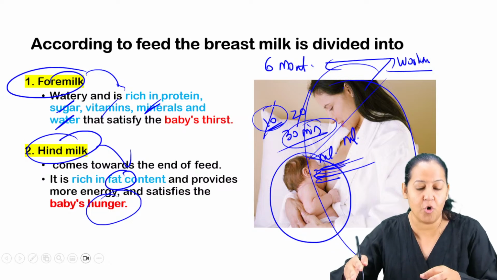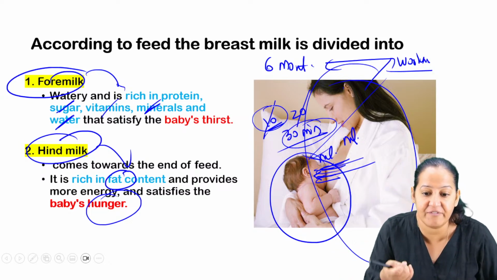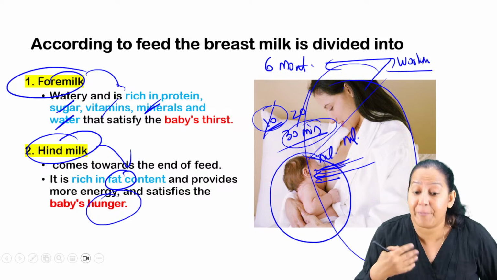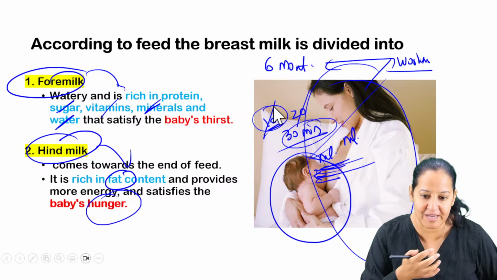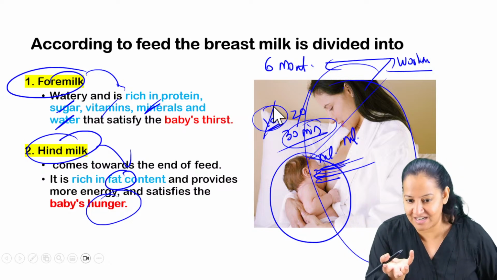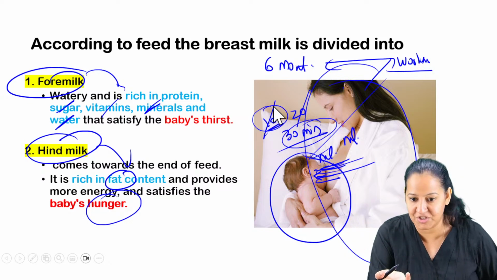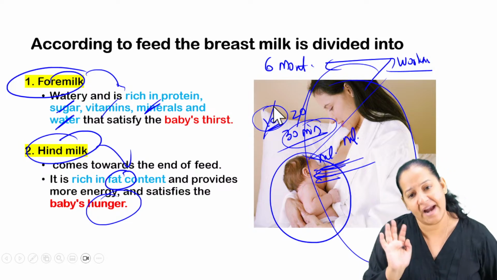And some of the caretakers at home, later on, when the baby is hungry, can feed it with the help of a spoon. So that is known as expressed milk. In that case, we have to store the breast milk. Once the breast milk is out of the breast, with the help of the pump, she can express it into a sterile container, a bottle. She can keep it in a sterile container, and that can be stored.